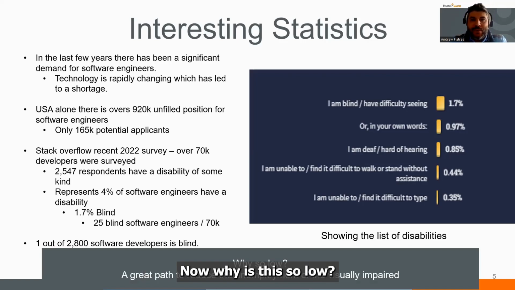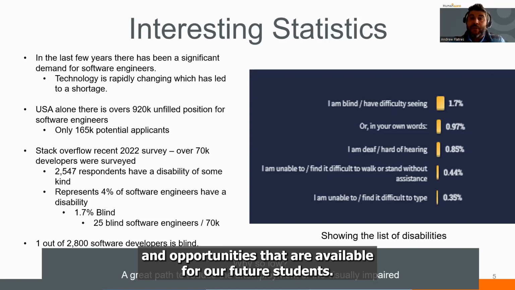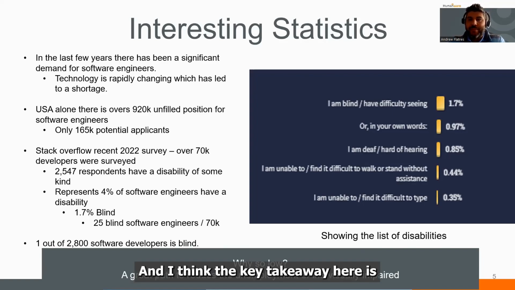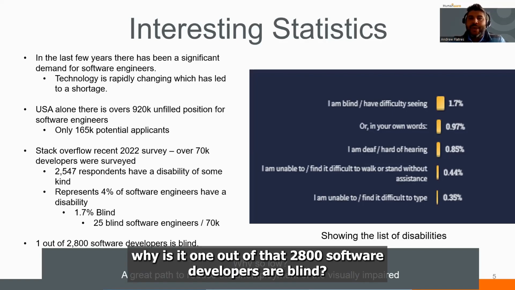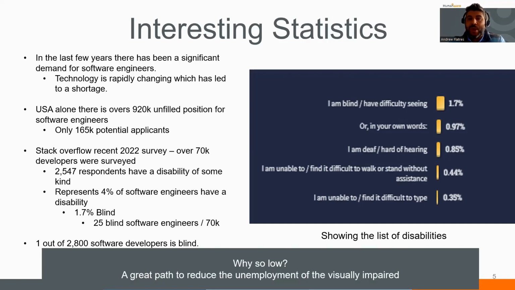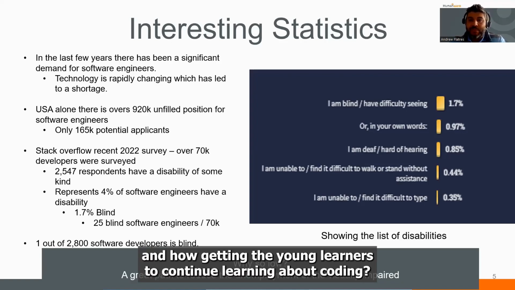Now, why is this so low? It's a very good question. But despite these low statistics, it shows the potential and opportunities that are available for our future students. And I think the key takeaway here is, why is it 1 out of 2,800 software developers are blind? Is it through the lack of resources available for anyone who's blind to learn code, the lack of engagement, and how to get young learners to continue learning about coding?